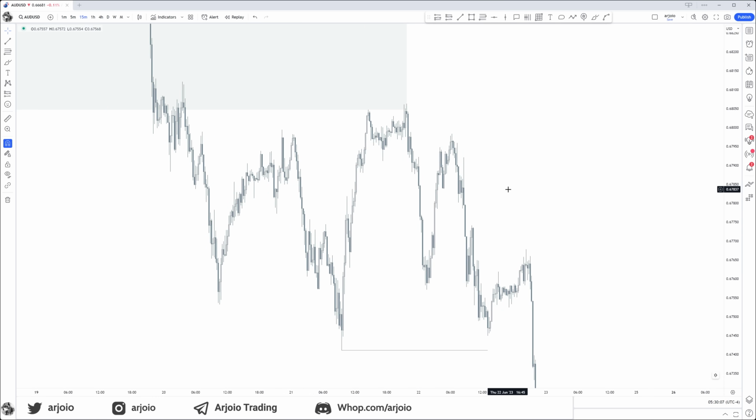What is the next step? The next step is we are only trading dealing ranges. So we only look at trading dealing ranges, 15-minute dealing ranges right here, until we reach that drawn liquidity. Then we stop looking at dealing ranges.